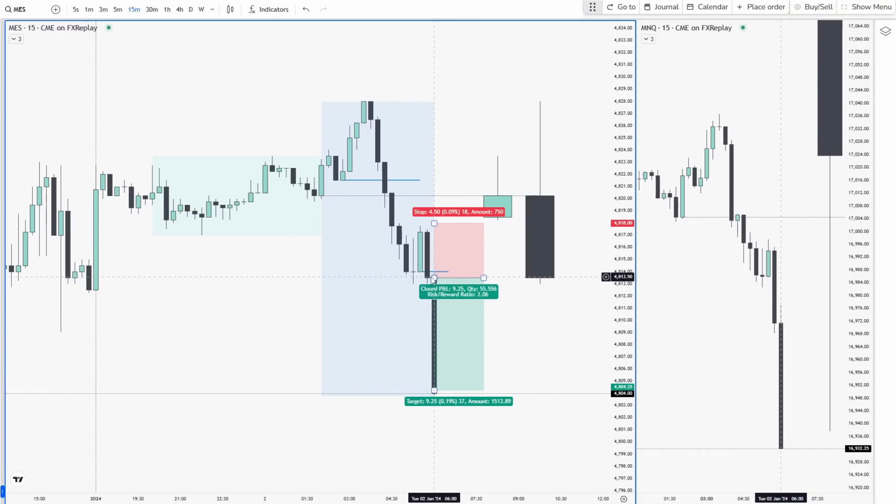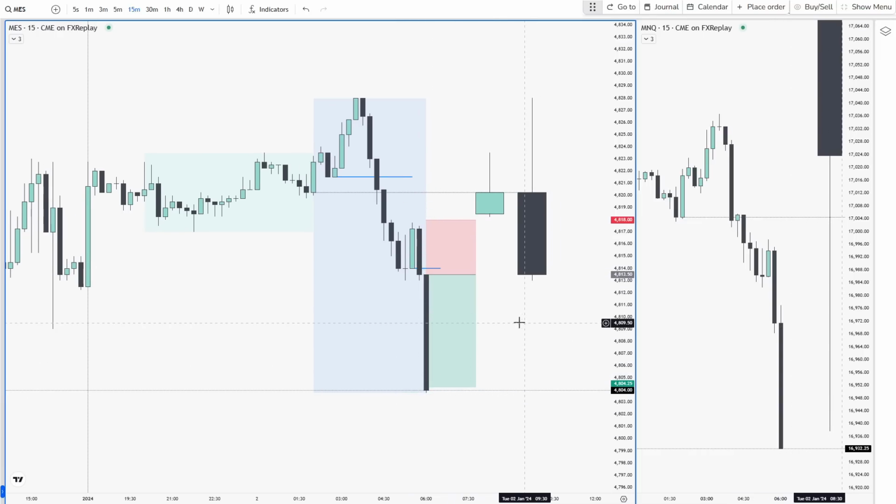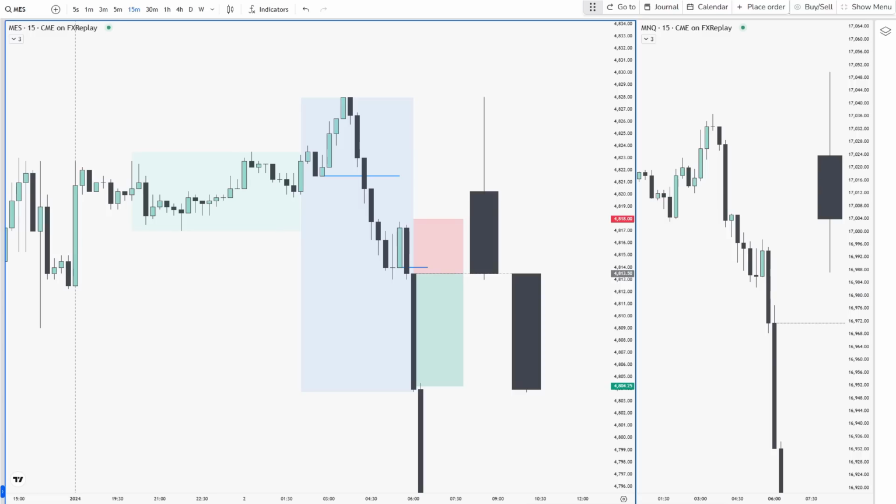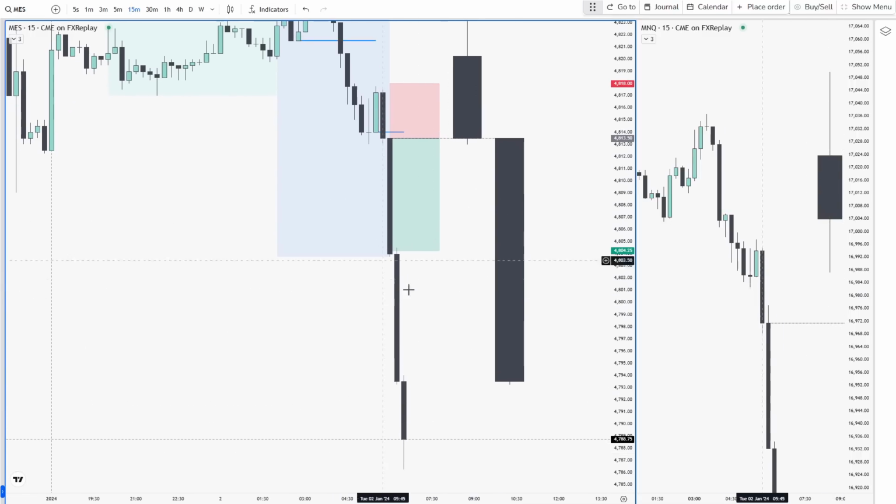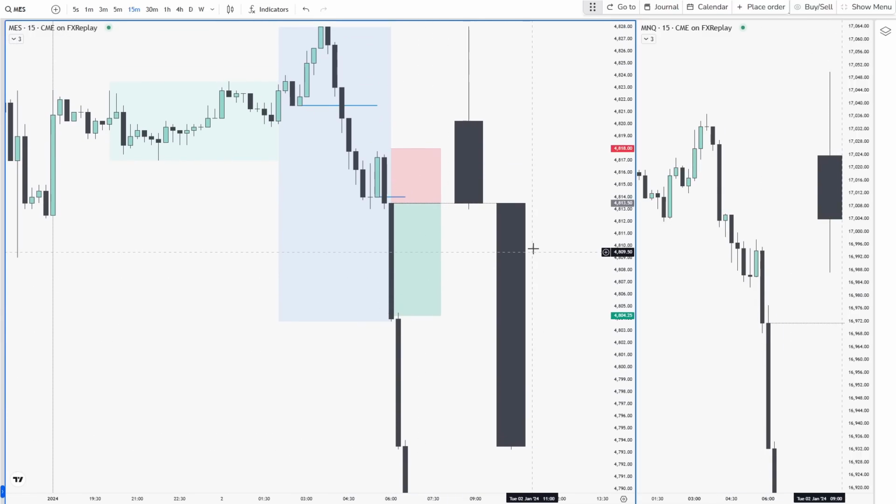And with the 6 a.m. open, we expanded to the downside, reaching that profit target. And we kept expanding to the downside. This was a trade idea.